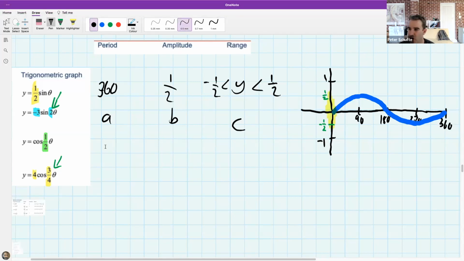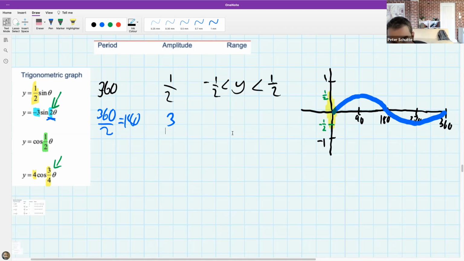Super Cicle, you are on the money. Watch out, because of this 2 in front here, the period of this graph is going to be 360 divided by 2, which is 180. So the first one here is 180. Your amplitude, you're quite correct, is going to be 3. Now, what's the range going to be for this function, y equals -3 sine 2 theta?